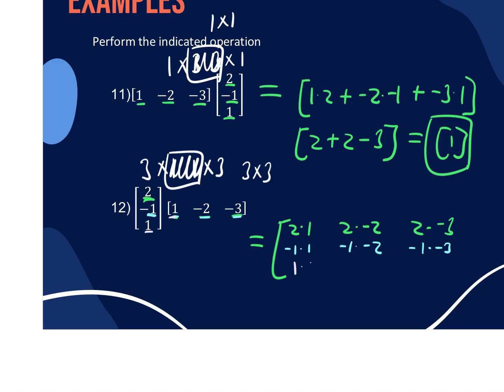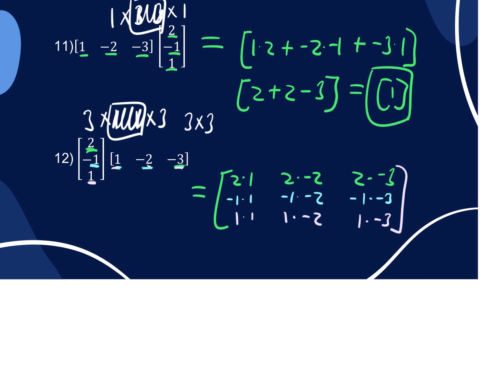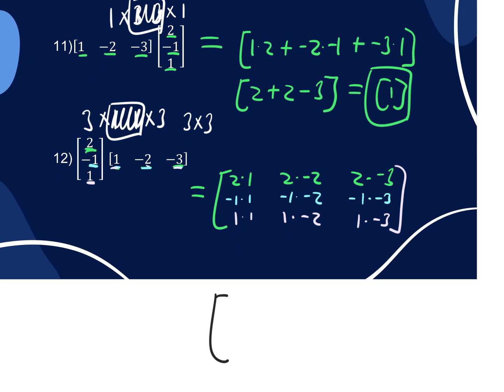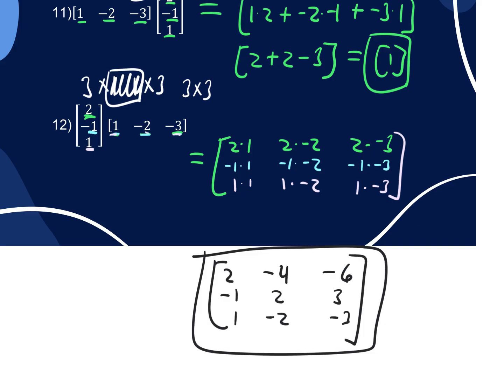And then we do the same thing with the last. 1 times 1 is the first entry of that row. 1 times negative 2 is the second entry of that row, and then 1 times negative 3 is the third entry in that row. And then we just want to simplify these. Let me write it down here. 2 times 1 is 2. Our next entry is a negative 4, and then a negative 6. And we get a negative 1, 2, and a 3. And then a 1, a negative 2, and a negative 3. All right, so then this is our answer for this matrix multiplication.